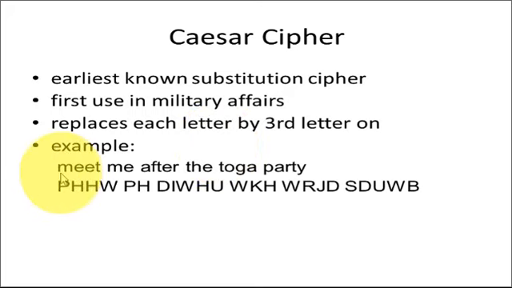For example, "meet me after the toga party." Here M is replaced by P; the third letter after M is P, that is M, N, O, P. Likewise E is replaced with H, and T is replaced by W. Likewise each letter is replaced by its third letter. So here the key is 3. This is the plain text, and this is the ciphertext.